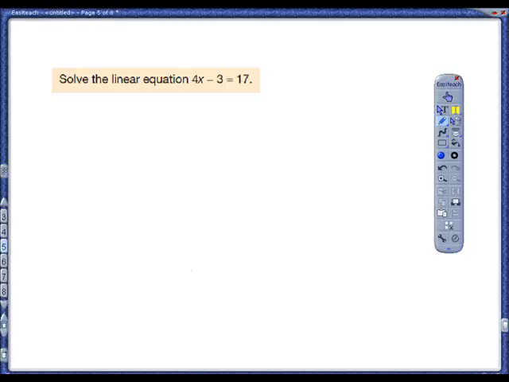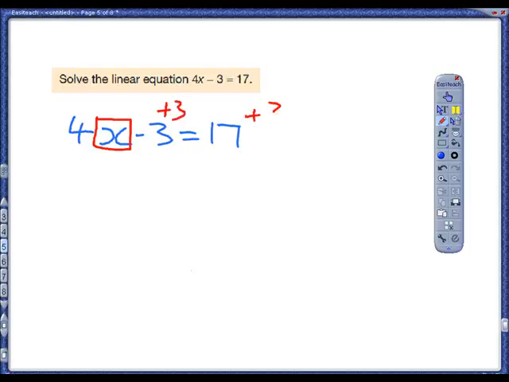With this question, we've been asked to solve the linear equation 4x minus 3 is equal to 17. So I'll rewrite it, just like that. Now the first thing I should recognise is it's x that I'm after. So that means I have to move all the other pieces of information away.